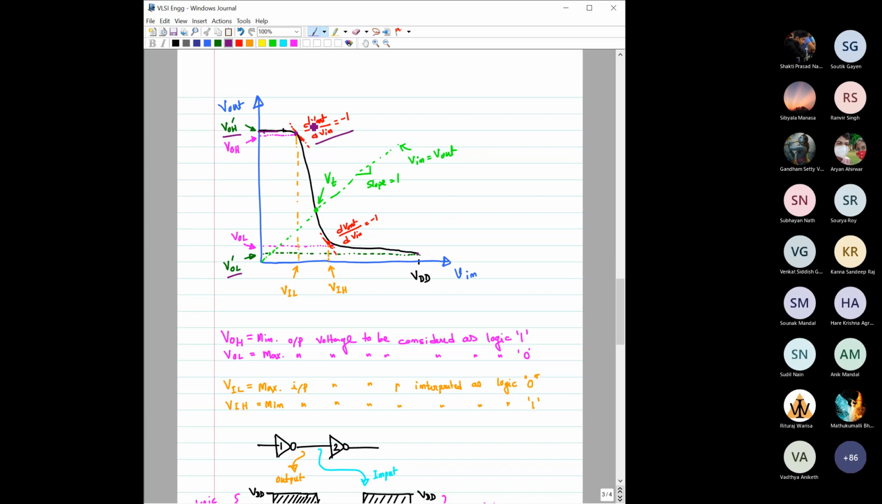I have written it here, right? dVout by dVin is equal to -1 for this point, right? So this is exactly at -1 here. Now, if you keep on increasing this Vin, the slope will further increase, right? And it is increasing.